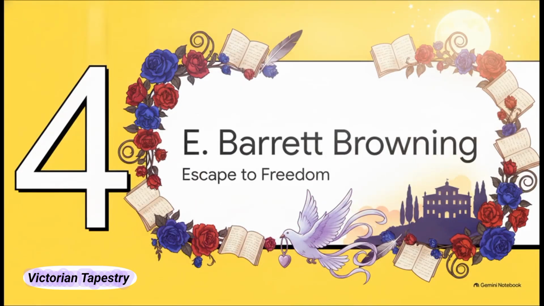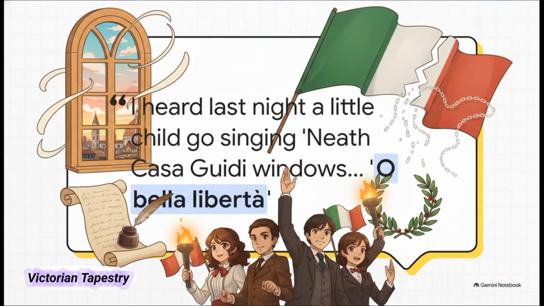Section 4. Elizabeth Barrett Browning, Escape to Freedom. Building on this incredible literary boom, we have to turn to one of the most prominent female poets of the era. You can practically hear her distinct, powerful voice in these lines from Casa Guidi Windows. Here, Elizabeth Barrett Browning captures her passionate observations of the Italian struggle for freedom right outside her window in Florence.